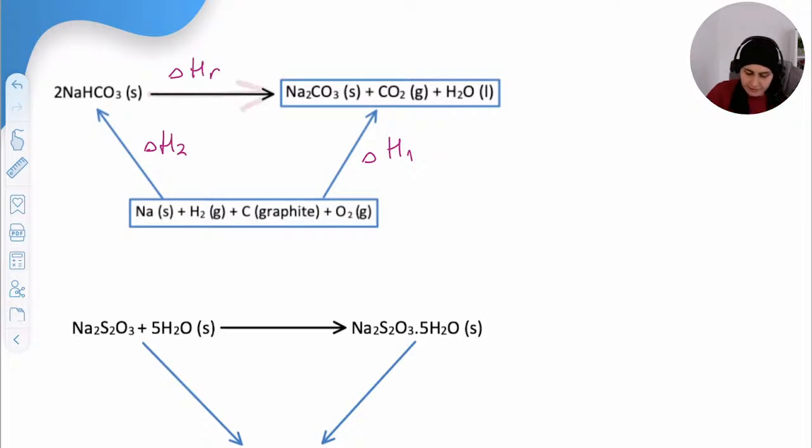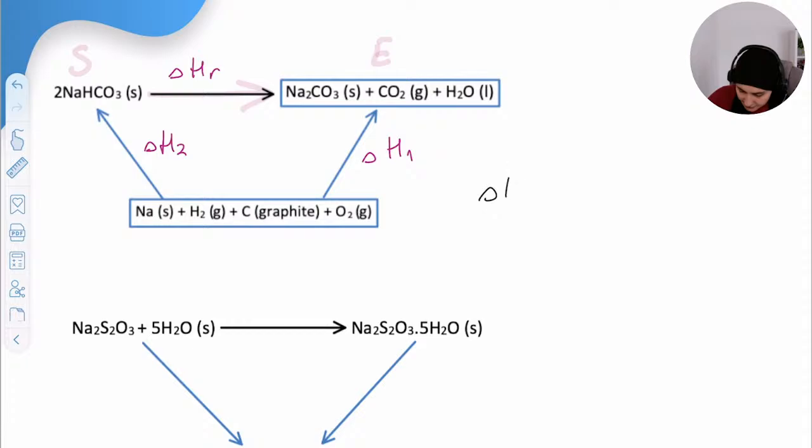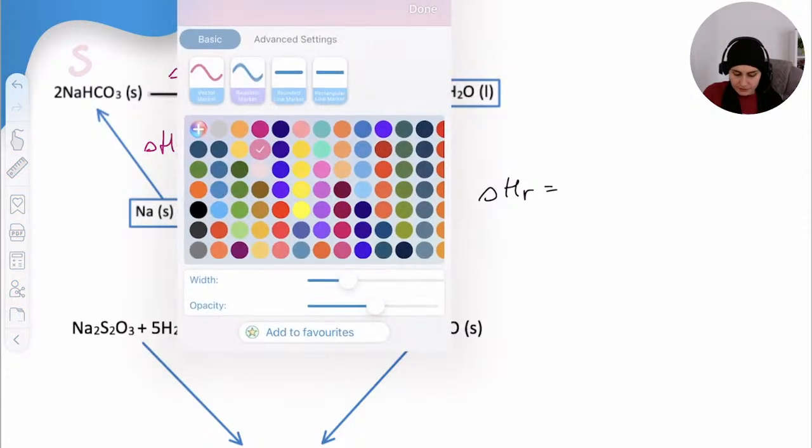So this is my direct route. You want to start at NaHCO3 and you want to end with this Na2CO3. So this is the direct route. You can do it directly with enthalpy change delta HR. So I say delta HR equals to... And then you can do it indirectly through intermediates.